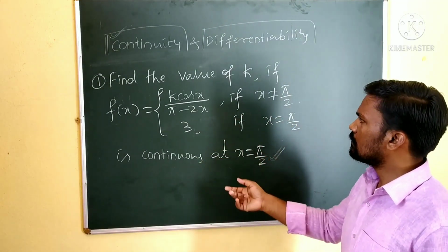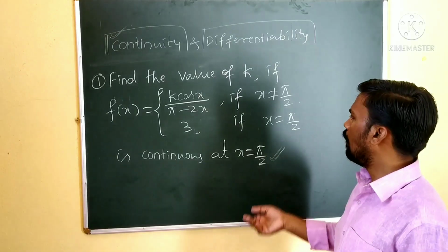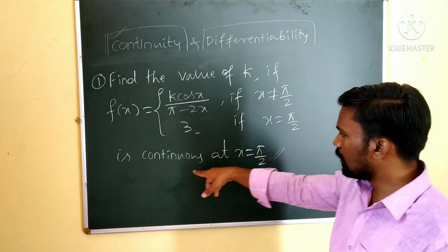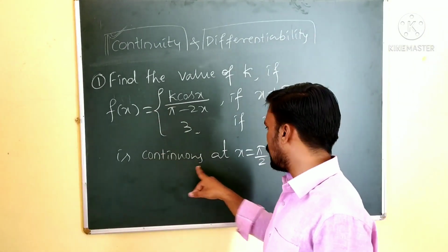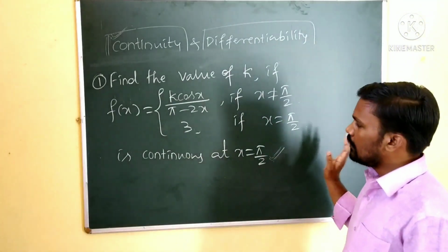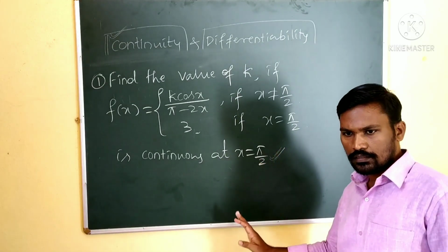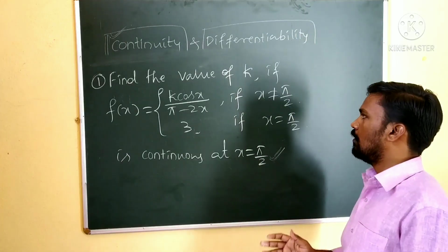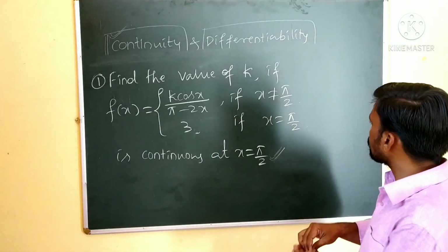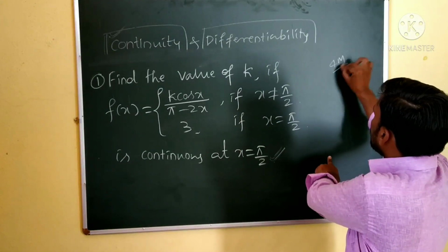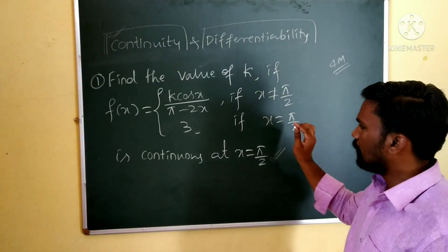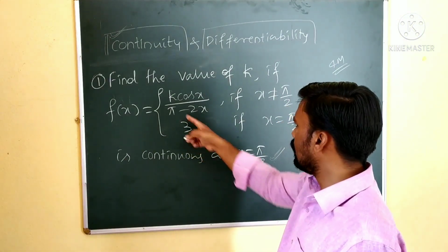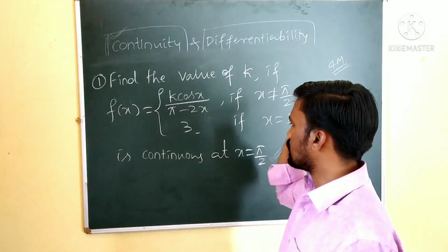And the only thing here is to calculate the left hand limit value or the right hand limit value. It is not necessary to calculate both values here. Why? Because it is already given that the function is continuous at x is equal to pi by 2. So for this particular question, it is not necessary to calculate both values. Calculate either the left hand limit value or the right hand limit value. It is a 4-mark question, and the value of the function is already known, and we need to calculate the k value.